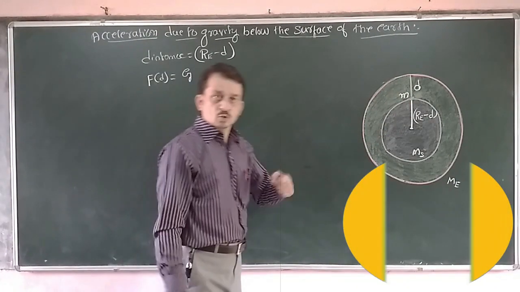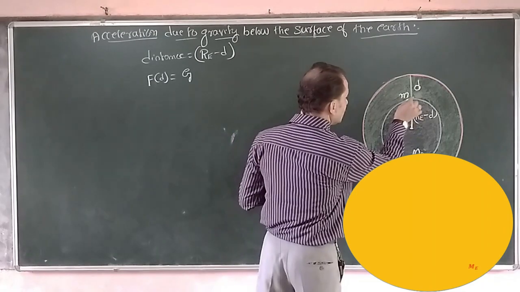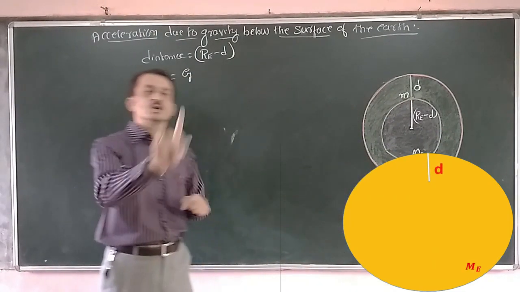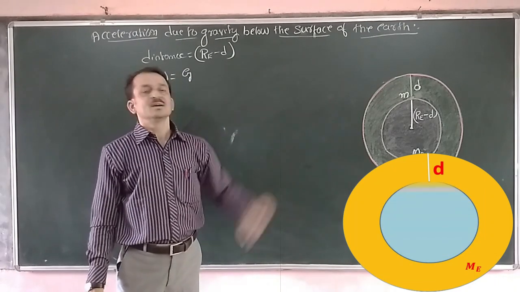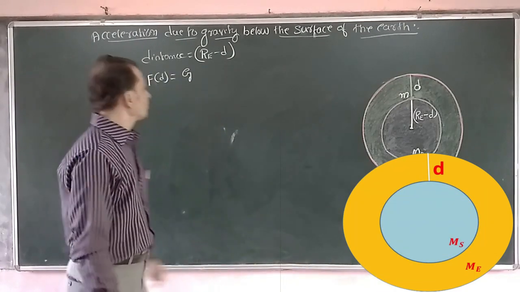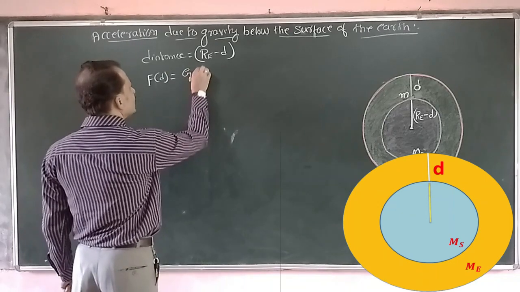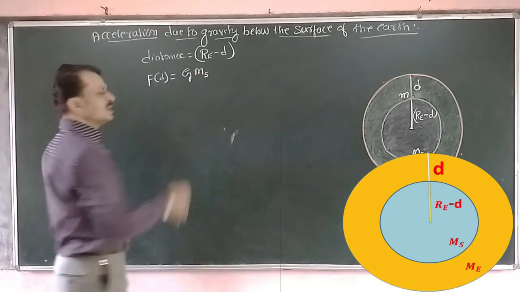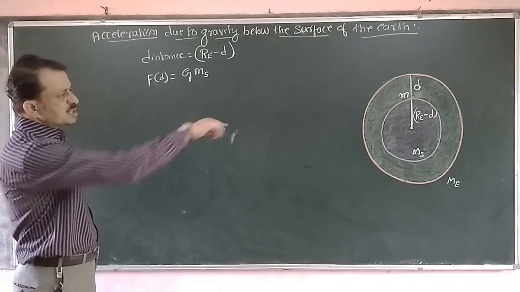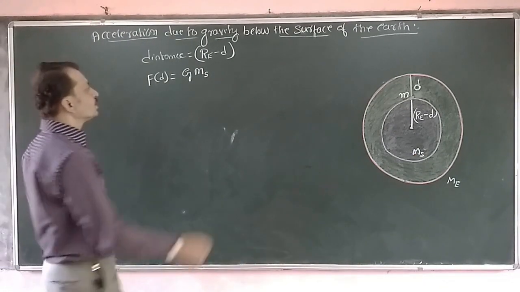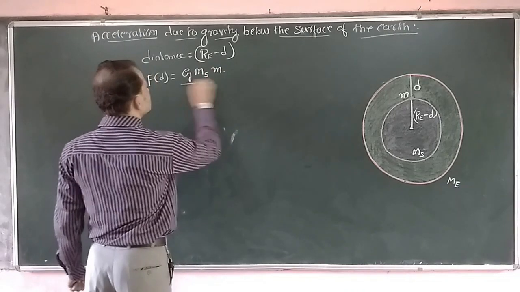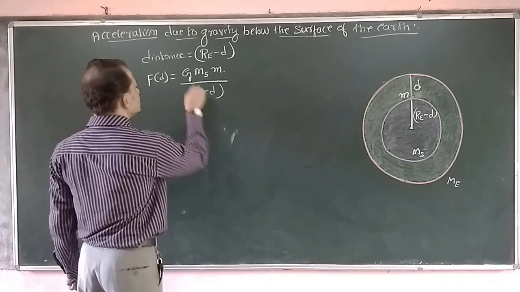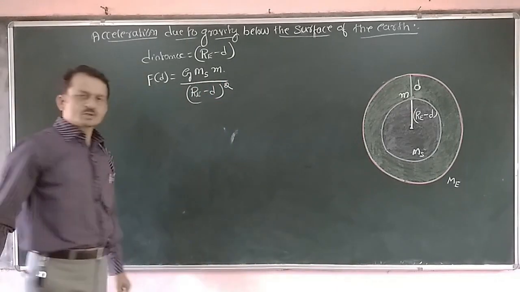So this sphere of mass Ms is only going to attract that point mass. Therefore, here instead of writing Me, we have to write Ms, the mass of that inner sphere, into the mass of the point mass divided by the square of the distance of separation, that is Re minus d whole square. You should remember this one.